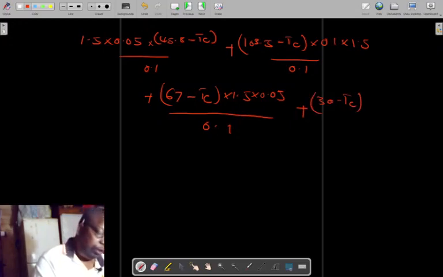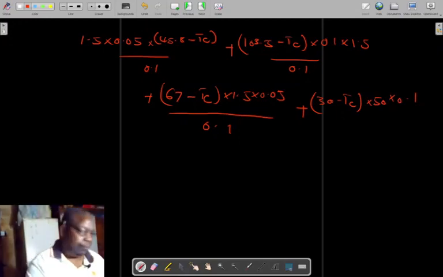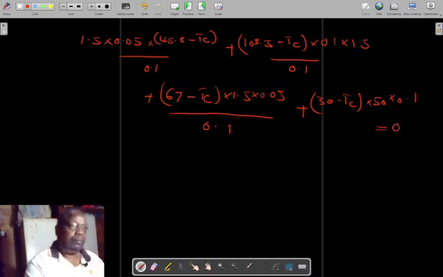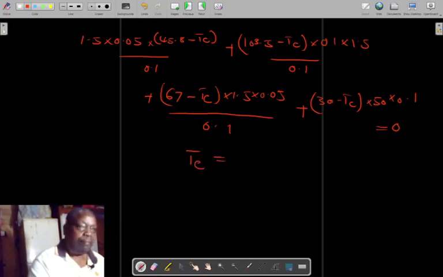times h, and h is 50, times 0.1 times 1, and that is equal to 0. So if you simplify that and solve for Tc, you'll get Tc is 48.7 degrees C.